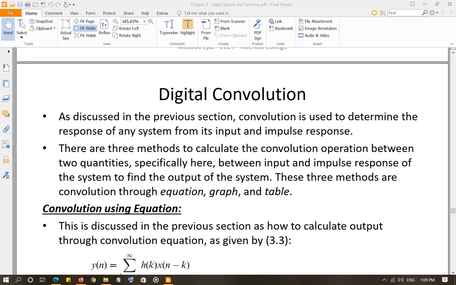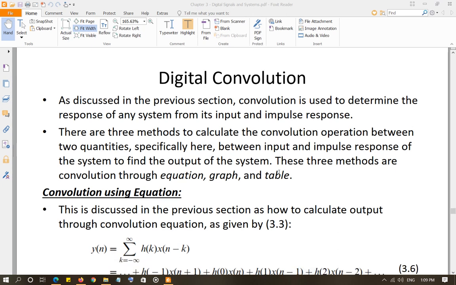So convolution plays an extremely important role in determining the output for any input, as long as you know the impulse response of the system, or you can figure out the impulse response of the system. So for the last topic of this chapter number 3, we are going to concentrate on how many different ways you can perform convolution between two vectors. In general, the vectors that we are using, of course, are the impulse response vector and the input vector to calculate the output vector.